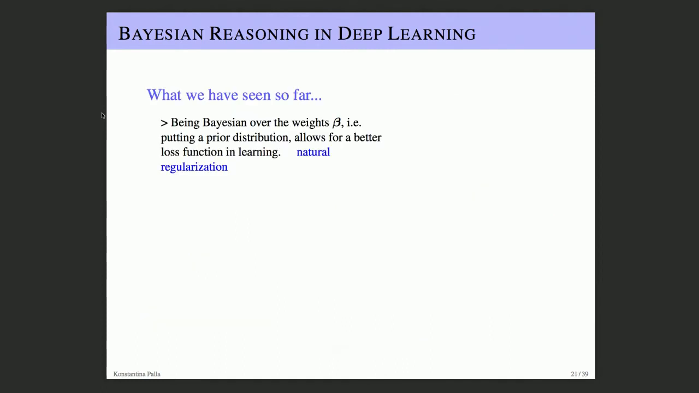But let's see what we have and what we have not. I have been Bayesian over the weights. I have put priors over the beta. And by that, I ended up having a better loss function, in terms of having regularization terms that help me avoid overfitting.